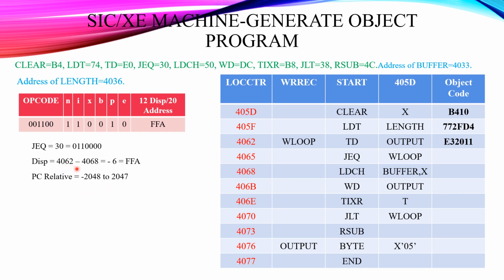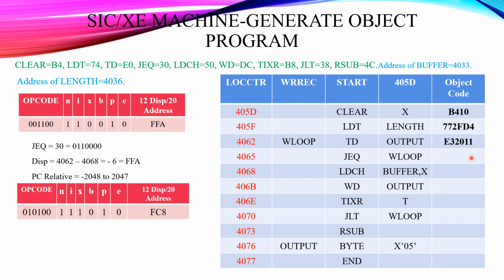So for the displacement, the WLOOP value is 4062, the location counter value. Then minus the next instruction of WLOOP, which is 4068, while subtracting we get minus 6. Now converting it to hexadecimal we get FFA. So it falls in the range of -2048 to 2047. So the B value will be 0 and the P value will be 1. While grouping in 4 bits we'll get 332FFA.